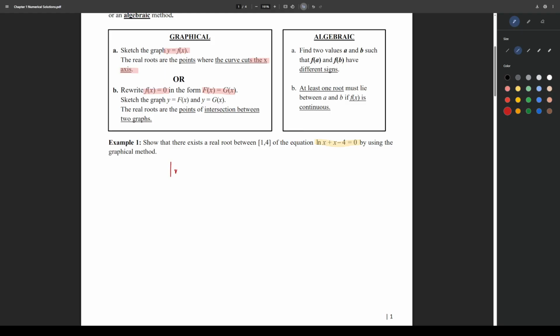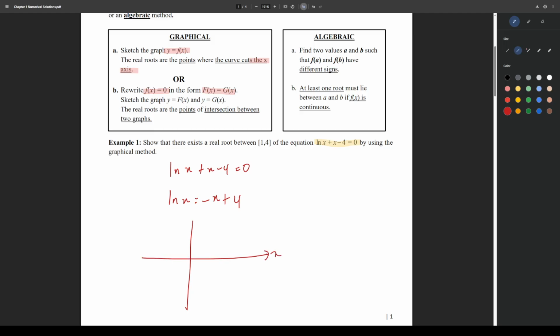So kita ada ln x plus x minus 4 is equals to 0. So ln x is equals to negative x plus 4. Okay, so on the left hand side kita ada ln x, on the right hand side kita ada negative x plus 4. So kita boleh sketch lah these two functions. Right. So ln x, macam tadi saya dah sketch.